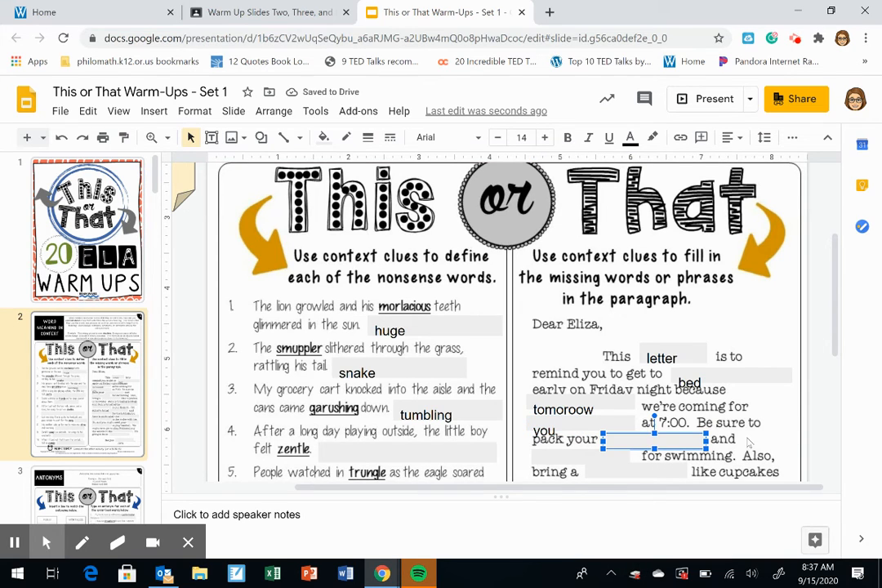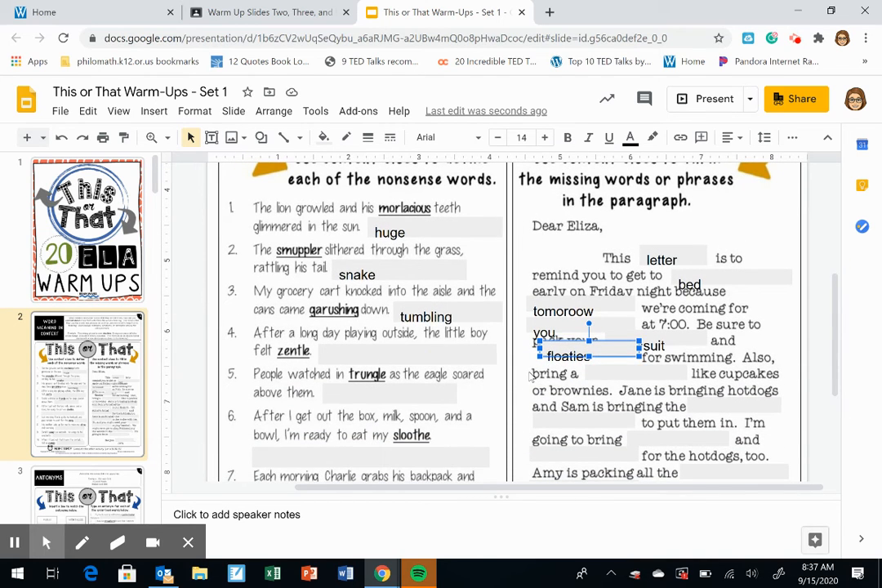Be sure to pack your blank and blank for swimming. So maybe your swimsuit. Again, it's doing that thing. I'm going to move that up just a little bit. Be sure to pack your swimsuit. What else might you need for swimming? Maybe if you're little, you need floaties. Yeah, pack your swimsuit, your floaties for swimming. Could maybe like a life jacket too, although most of us don't wear those in swimming. Also bring a blank like cupcakes or brownies. So for me, that sounds like dessert. You could put snack too.